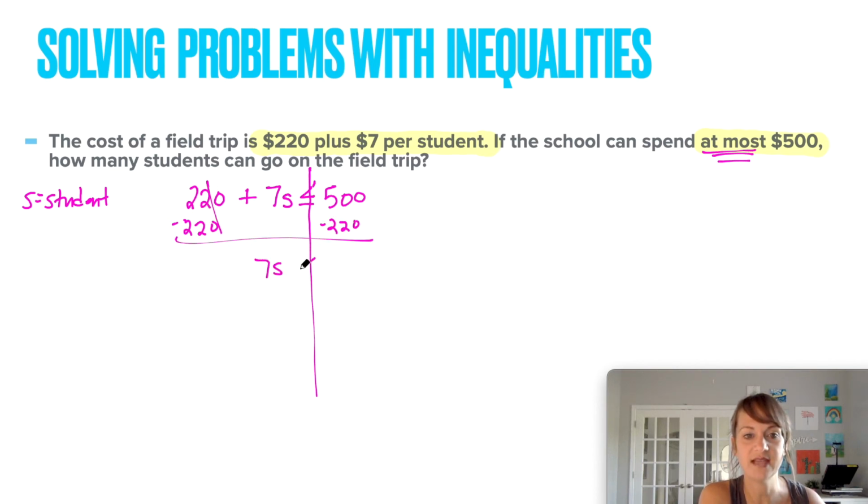We will get 7s is less than or equal to $280. Now, last step, we're going to divide by 7. So the number of students is less than or equal to 40. Now, again, you would want to stop there.